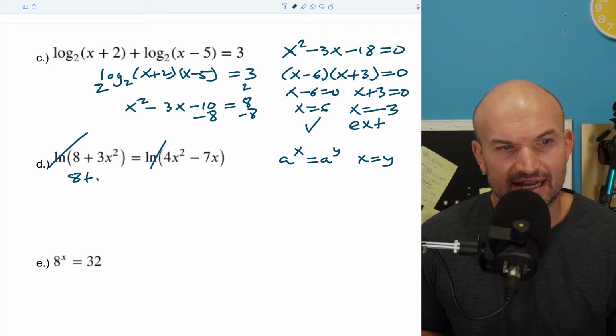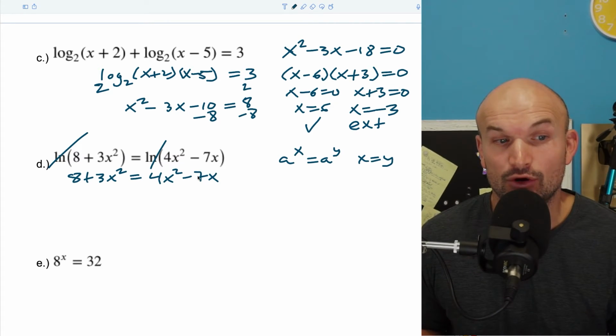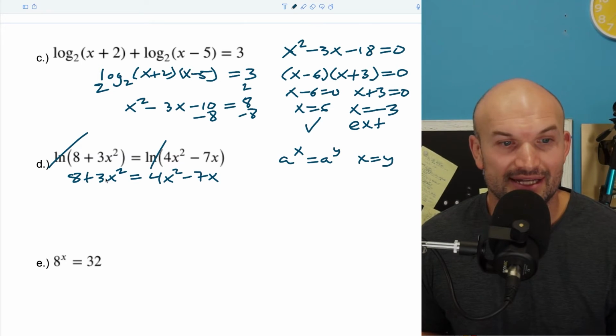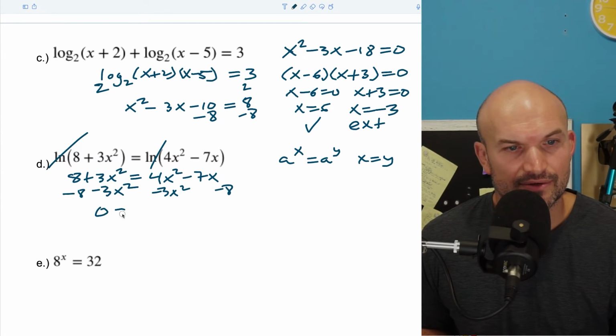So now I basically just have 8 plus 3x squared is equal to 4x squared minus 7x. So now I have a lovely quadratic equation that I just need to go ahead and set equal to 0 to go ahead and solve. So to do that, I will subtract 3x squared on both sides, and I'll subtract an 8 on both sides. All right, so I get 0 equals x squared, let's see, minus 7x minus 8.